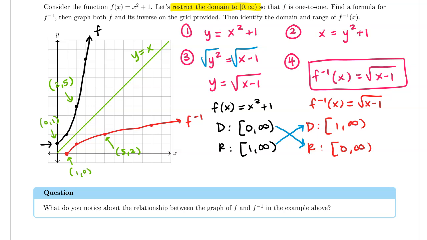So again, to answer the question, f and f inverse have graphs that are symmetric about the line y equals x.